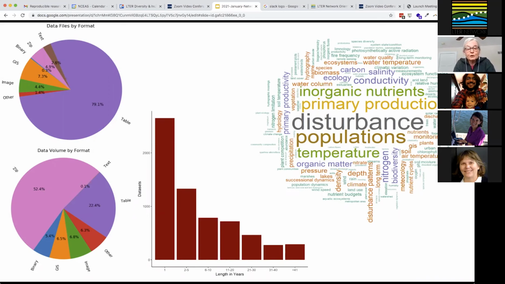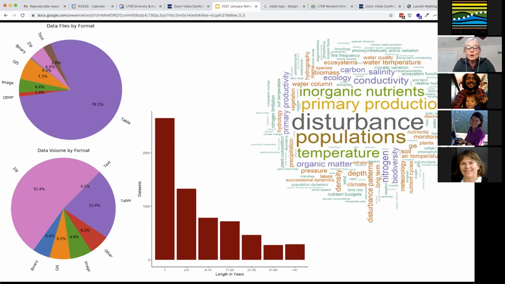And then the bar graph shows the duration of the data collection. So just 1 year is obviously the largest numbers. 2 to 5 years, then it's about half that. But you can also see that our gems are sitting in the over 20 years in the last 3 bars. There are probably almost 1,000 data sets that are really long-term and provide so far, until recently, really unavailable long-term views of environmental change.